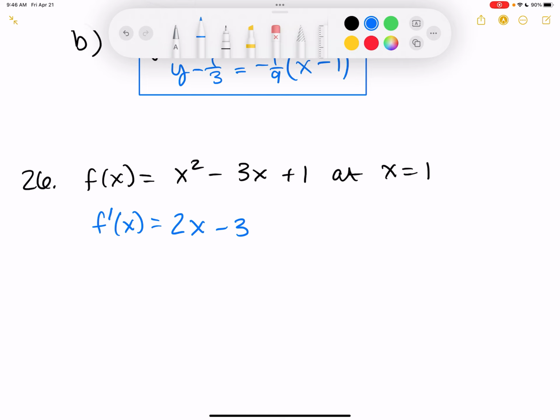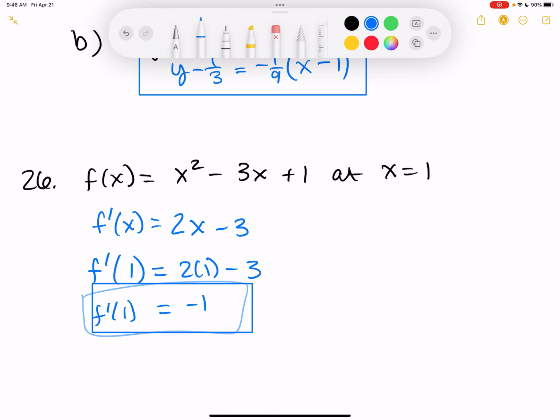At the point 1, we write f prime of 1 is equal to, and then we plug it in. So 2 times 1 minus 3. 2 minus 3 is negative 1. That's a lot shorter, obviously, than the other method.